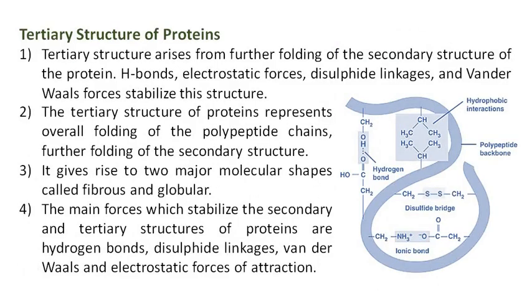Tertiary structure of proteins. Tertiary structure arises from further folding of the secondary structure of the protein. Hydrogen bonds, electrostatic forces, disulfide linkages, and van der Waals forces stabilize this structure. The tertiary structure of proteins represents overall folding of the polypeptide chains, further folding of the secondary structure. It gives rise to two major molecular shapes called fibrous and globular.